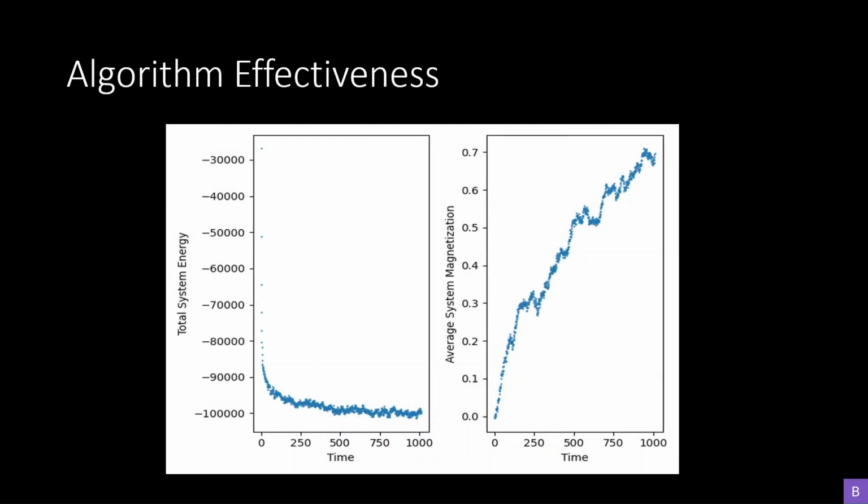Keeping track of the system's energy and average magnetization can allow us to verify how effective our algorithm was at driving the system towards its selection parameters. It is clear from the graph that our algorithm drops the total system energy drastically and keeps it decreasing throughout time. It is also converging the spin states over time.